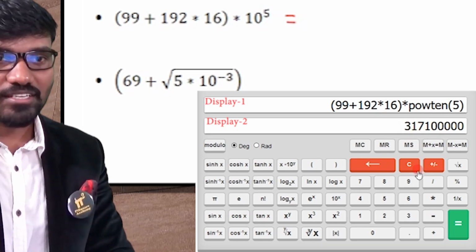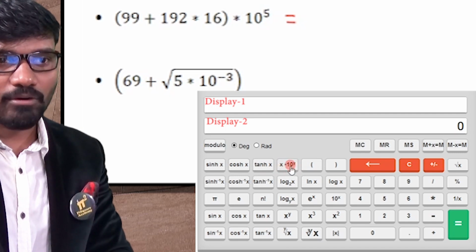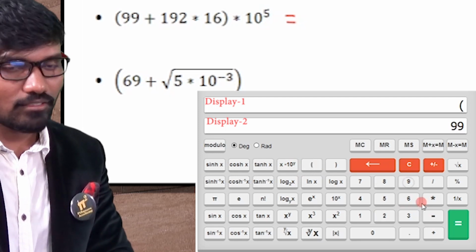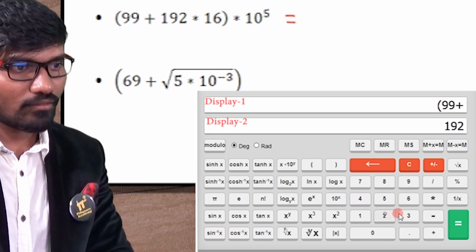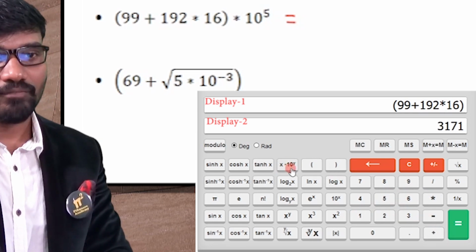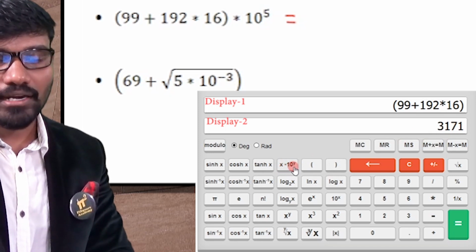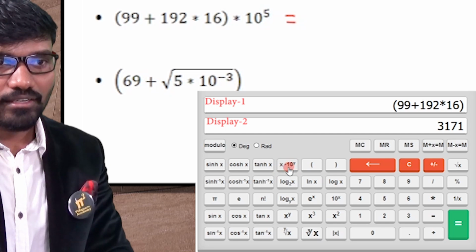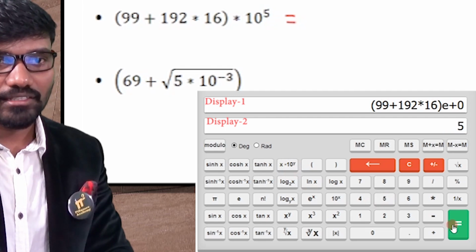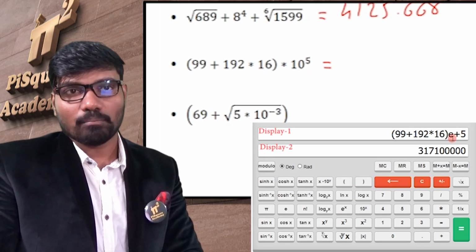Or else you can do it in a different way. See here, you have some button. What is this? Look at this: x into 10 power y. Let's try with this. Okay, what did we have? 99. Okay. Plus 192 into 16. Now if I hit this, tell me what will happen. This will take the x value as 3171. It will multiply with 10 to the power. It will wait for the y value. That's it. Look at this. Let me hit it. Okay, and it is waiting for the y value. The y value is 5. Simply hit 5. That's it. In a single step it is over. Okay. Here e plus 5 means what? 10 to the power plus 5.